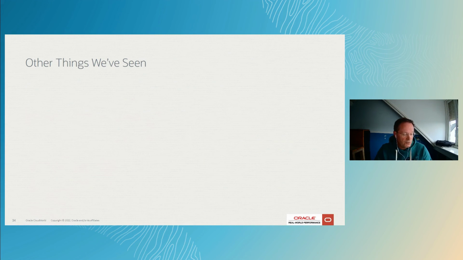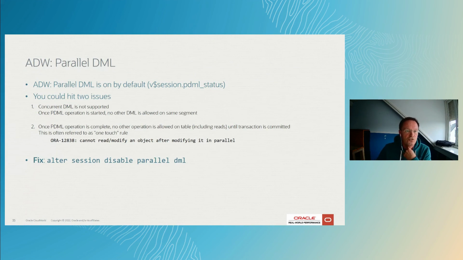So some of the other things we've seen, I just want to mention two. I mentioned earlier that parallel DML is on by default. Your application may not be, let's call it parallel DML resistant. So if you have parallel DML enabled by default and you connect to the medium or high service and execute parallel updates, inserts, or deletes, you could hit two issues. Concurrent DML is not supported against the segment if a DML is done with parallel DML.